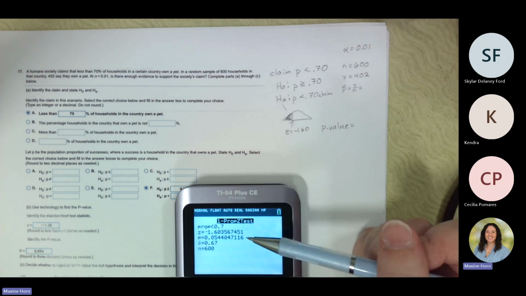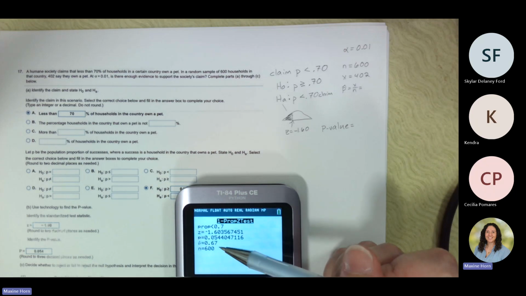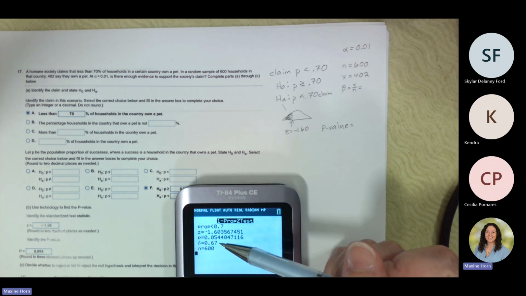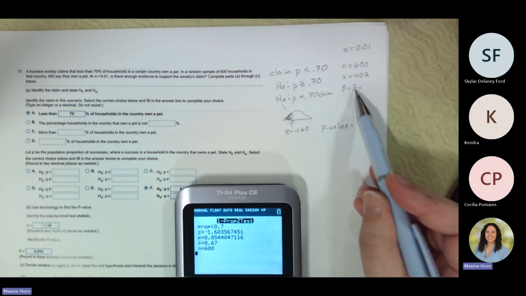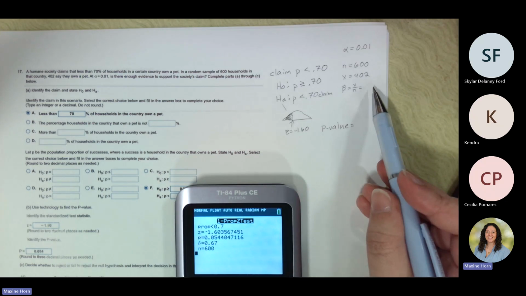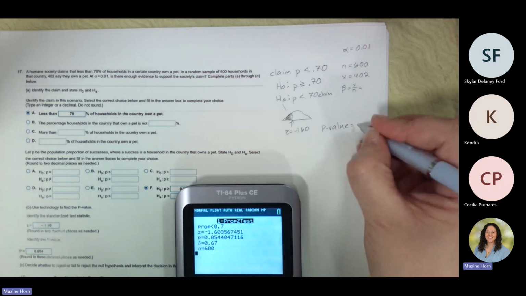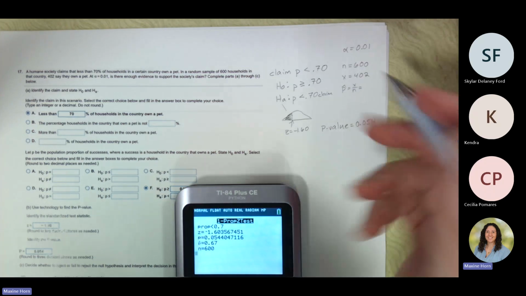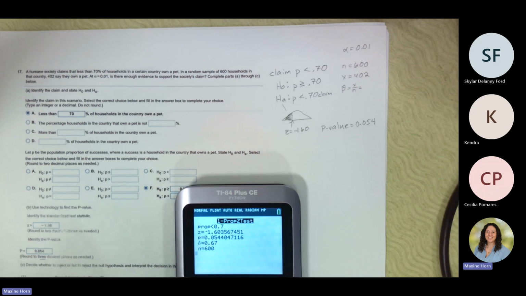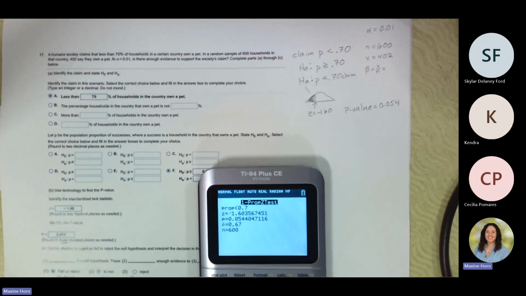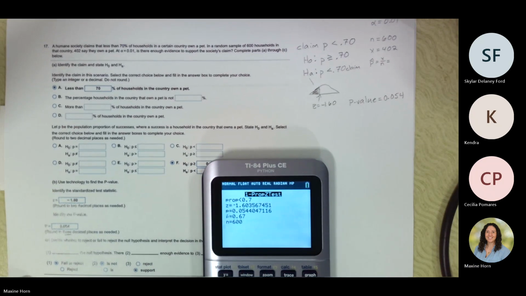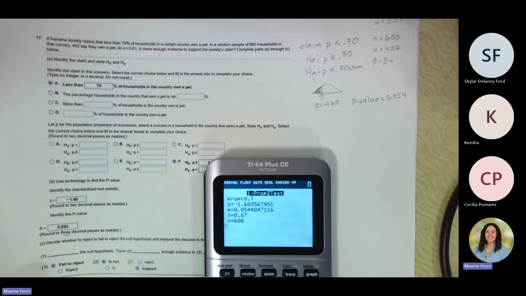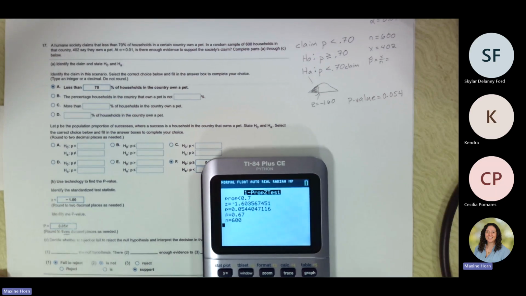It did give us the p hat in case we wanted it, right there. So 0.67. If we had plugged that in, we would have gotten 67%, 0.67. All right, so our p-value is 0.054. Do we want 3 decimal places? Yeah, they said 3 decimal places. It's really hard for you guys to see that. It's so green. Oh, it's just the reflection. Yeah, 3 decimal places. Okay, so that's our p-value.